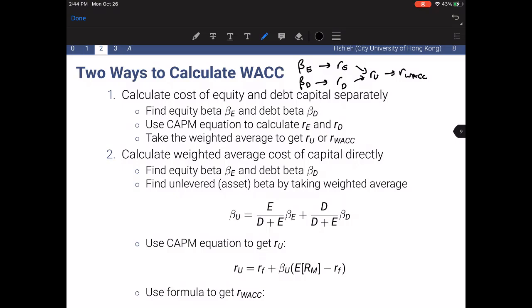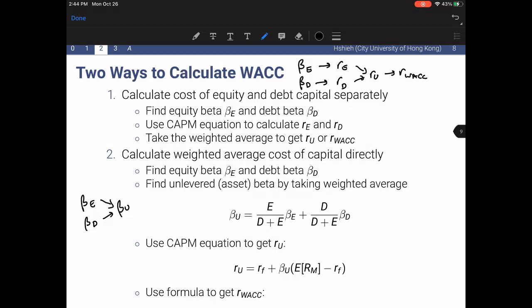For the second way, fairly similar, but instead of keeping the cost of capital separate, we combine the betas into a single beta to represent the firm. In other words, same thing, we first have to compute beta E and beta D, but then we use the capital structure weights to compute an overall beta for the firm, and that's called the unlevered beta or the asset beta. It's called unlevered or asset beta because the beta is not net of liabilities. It actually includes risk from two different types of securities.